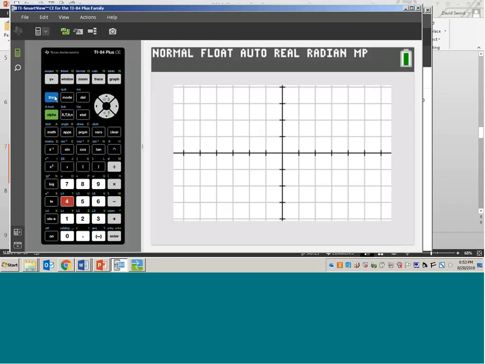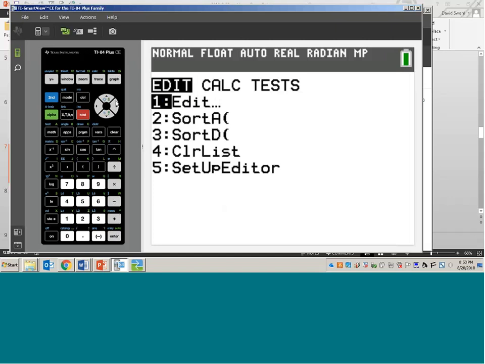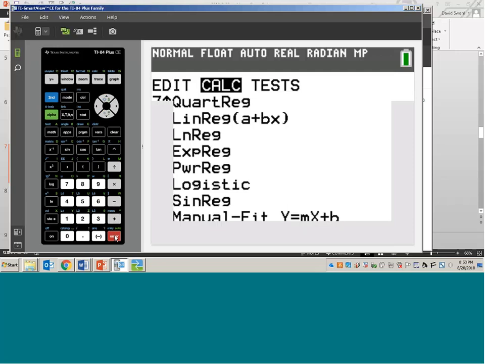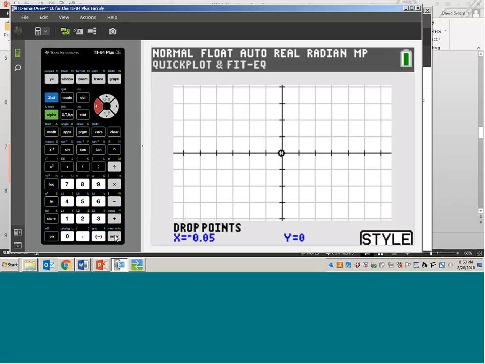One of the nice features that's accessible now in the TI-84 Plus CE is a function called quick plot and fit EQ. What this does is it allows me to put points on the screen. That's available in all of the TI-84 models, not just the CE. I'm sorry, correct. It's available in both color models, pardon me, not the black. Yep.